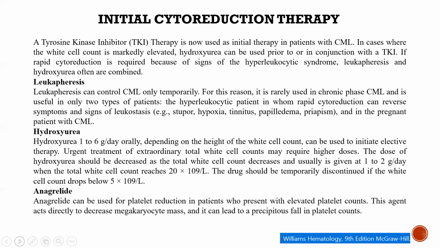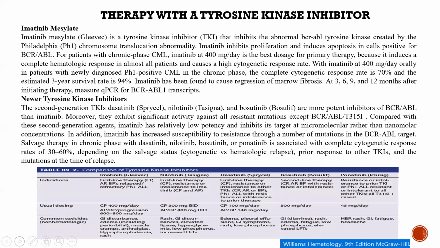Anagrelide can be used for platelet reduction in patients who present with elevated platelet counts. This agent acts directly to decrease megakaryocyte mass, and it can lead to a precipitous fall of the platelet count. Among the tyrosine kinase inhibitors, one of the representatives is Gleevec, or imatinib mesylate, and this drug is an inhibitor of the abnormal BCR-ABL tyrosine kinase created by the Philadelphia chromosome translocation abnormality. Imatinib inhibits proliferation and induces apoptosis in cells positive for BCR-ABL.